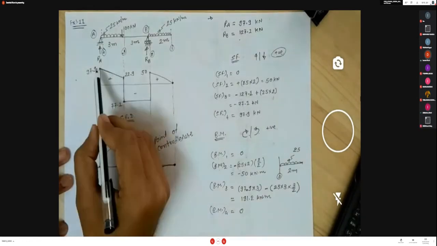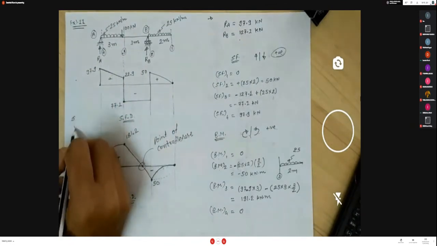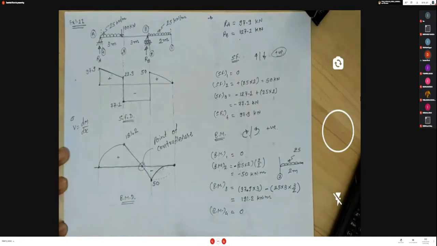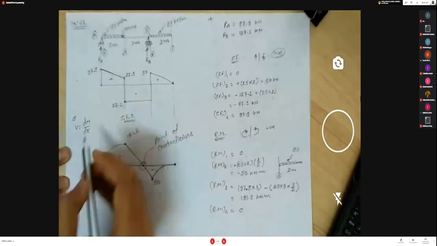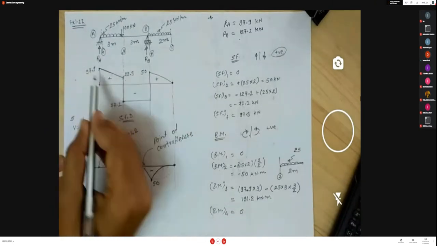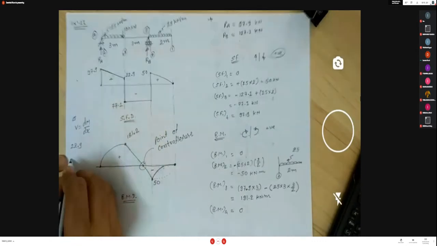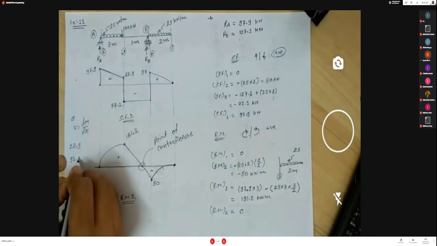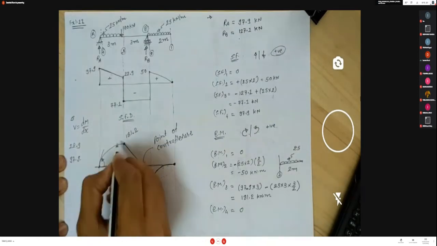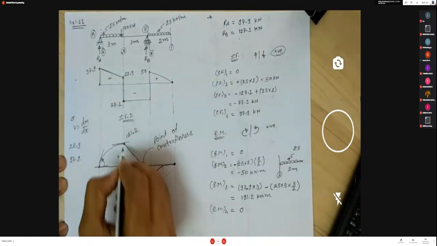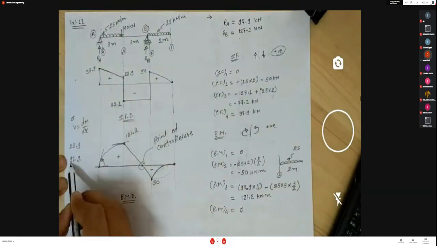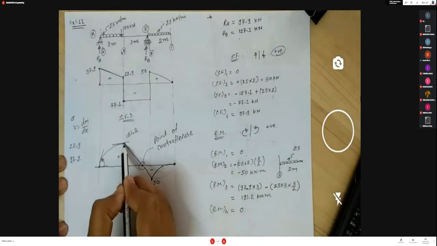Here the shear force value is lesser than this. V is dM by dx. That is the relation between the bending moment and shear force. Consider section 3. So here slope value is 22.9, and if you consider section 4, slope value is 97.9. So here slope is higher compared to this point. Okay sir, so here slope is higher, 97.9, and here slope is lesser, 22.9.